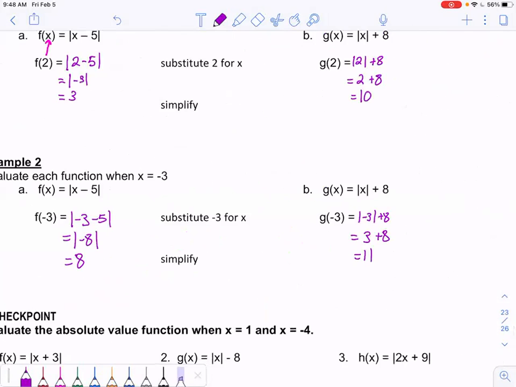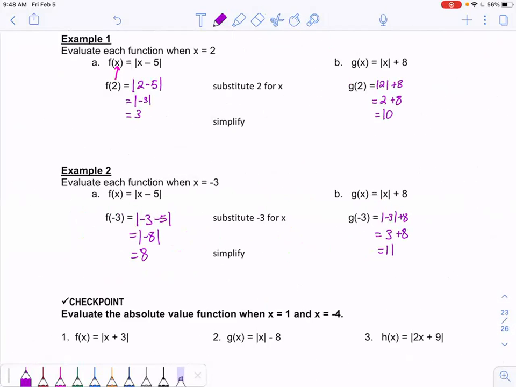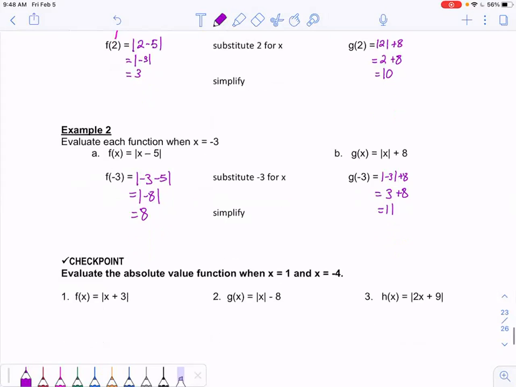All right, any questions on how to get 8 and 11 for your answers? At home, are we able to do that pretty easily? Okay.